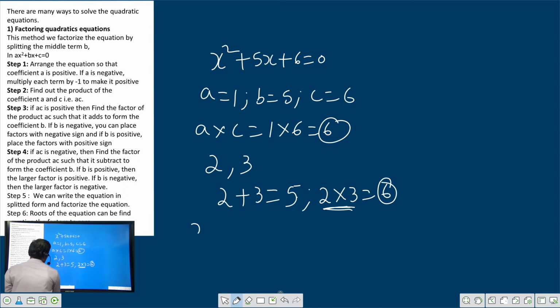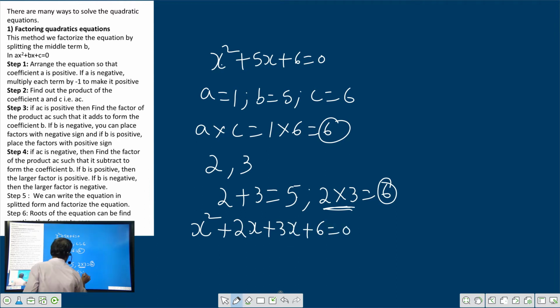So, rewrite the second line. What I am doing means I am splitting the middle term. I am not changing the A and C terms; I am not changing anything for the extremes. This first and third term I am not changing at all. I am changing only the middle term, splitting that one. Plus 5x: here I got the factors 2 and 3. Put 2x and then 3x plus 6. Okay, x square plus 2x plus 3x plus 6: 2 plus 3 is 5, 2 into 3 is 6. These are the factors. Now we have to do factorization and then it is easy.